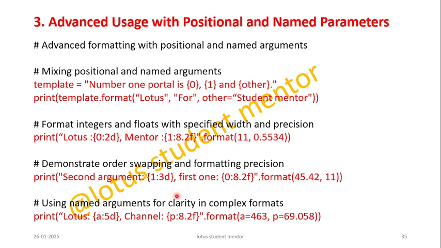The next case is using named arguments for clarity in complex formats. What is the clarity? Here we use A and P. A and P are named arguments. Understanding? We are addressing the integers and float numbers with the named arguments. What is the named argument? Lotus A. What is that? A is 463 and the channel, what is 69.05, because after decimal 2f is there. Now let us demonstrate practically.